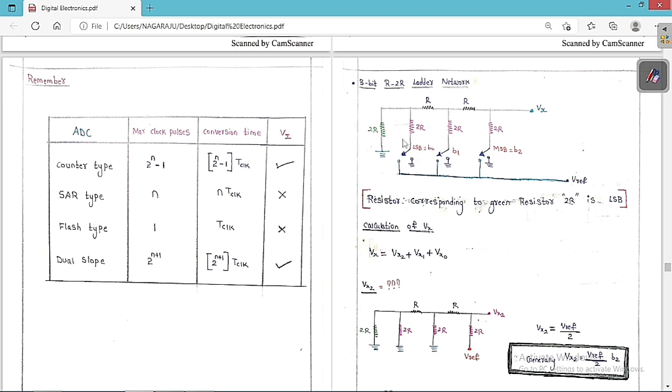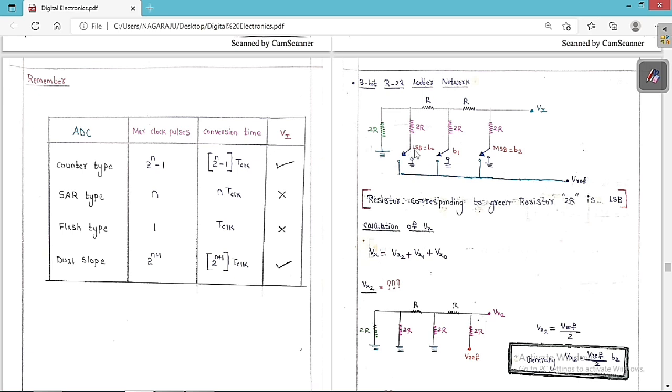You can say this is a 2R, this is a 2R, this is a 2R, and this is a 2R. And between them there is a resistor R and resistor R here. Here we are going to give some reference voltage, a supply voltage like this.